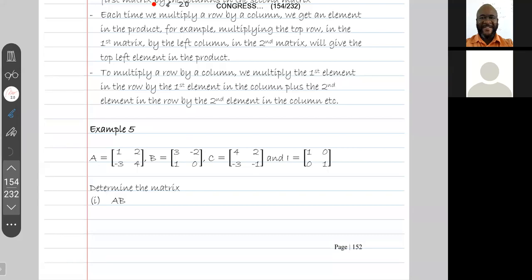All right, so example 5, we have the matrix A, B, C, and we have the matrix I. So we're asked to multiply the matrix A by the matrix B. When you're multiplying matrices, order matters. If I say A multiplied by B, you must put the A first. A is 1, 2, minus 3, 4. Multiply by B, which is 3, minus 2, 1, 0.